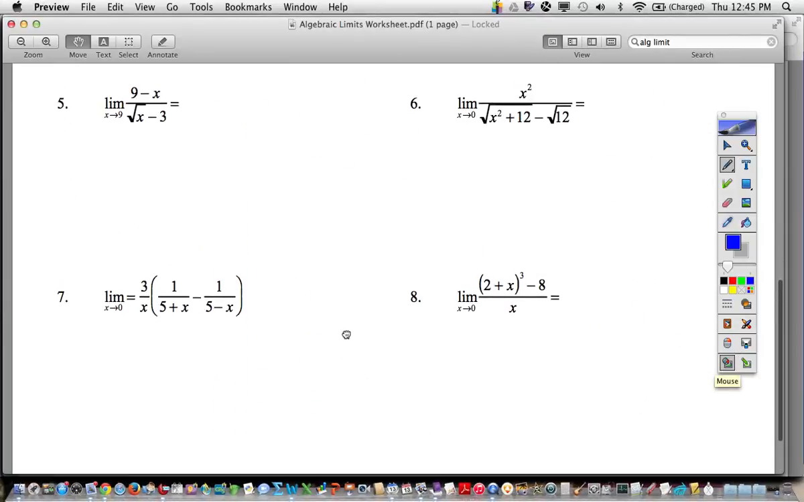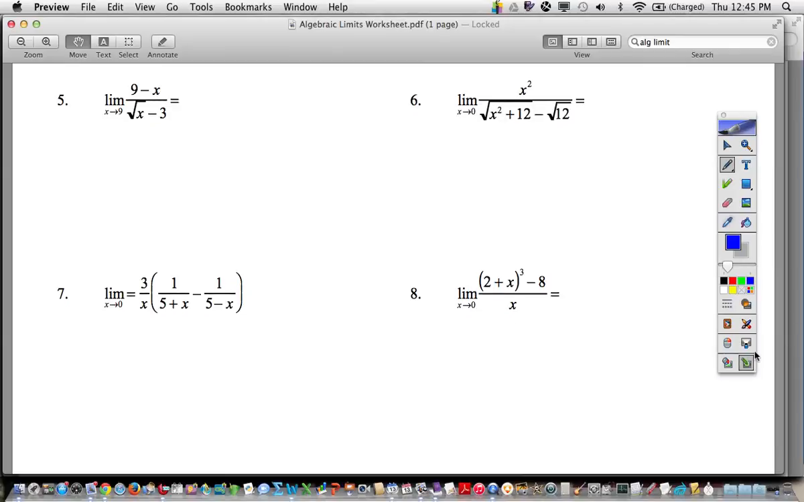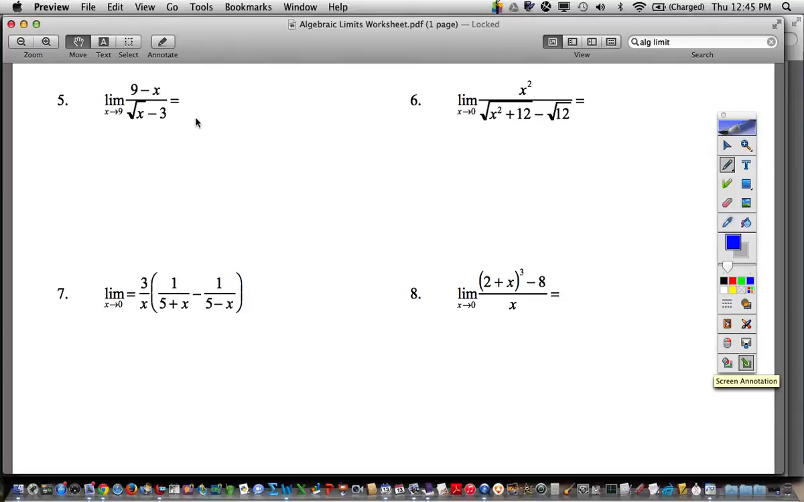Okay, let's go to these at the bottom now. Here's where you get into the other algebras. We have the factor and cancel things going on there. Here, when we see a radical, we're going to think conjugate. So we're going to do the top and bottom times this. Now put parentheses around those because this is a FOIL situation.